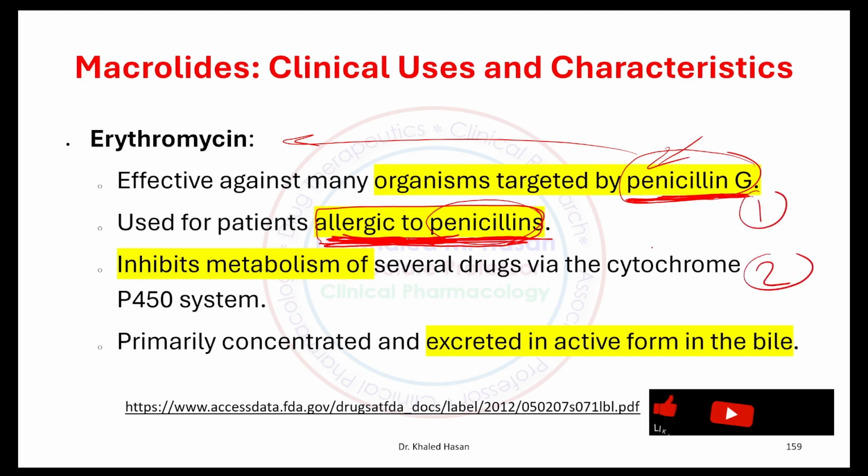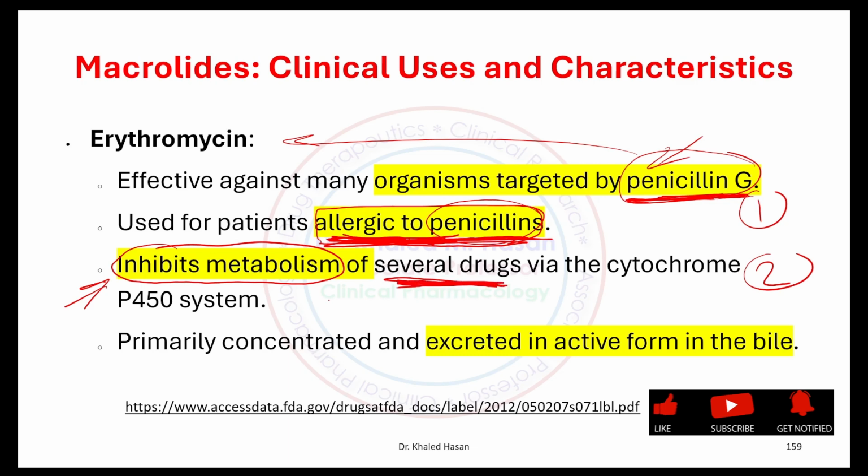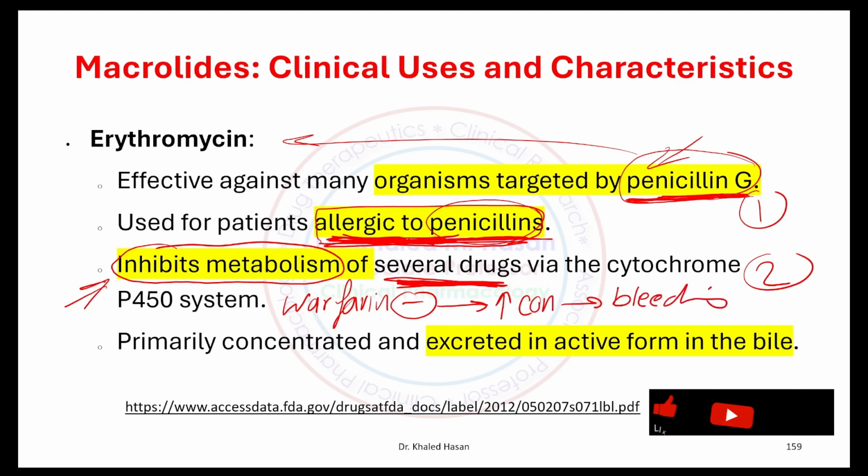Fact number 2 about erythromycin: erythromycin inhibits metabolism. Please remember, it's very important, when you say it inhibits metabolism, this gives a chance for drug-drug interactions by inhibiting metabolism of several medications. Let's say we are talking about warfarin, for example. If erythromycin inhibits metabolism of warfarin, this will increase the concentration of warfarin, and this will lead to an increased risk of bleeding. So this is one example of inhibited metabolism with erythromycin.